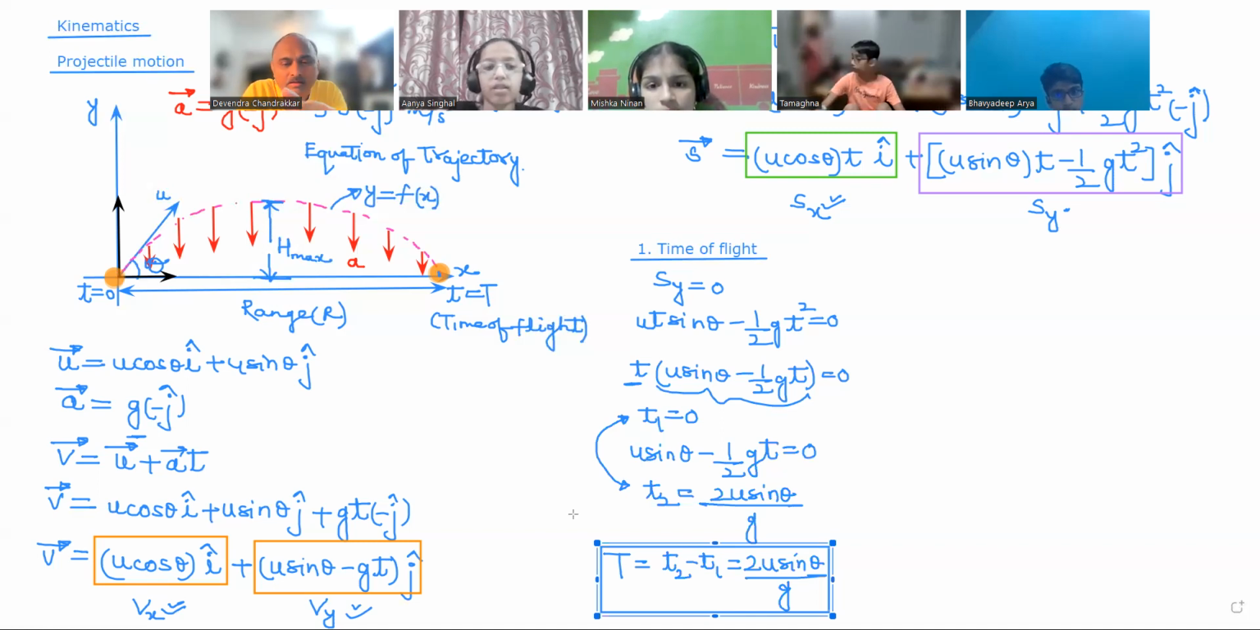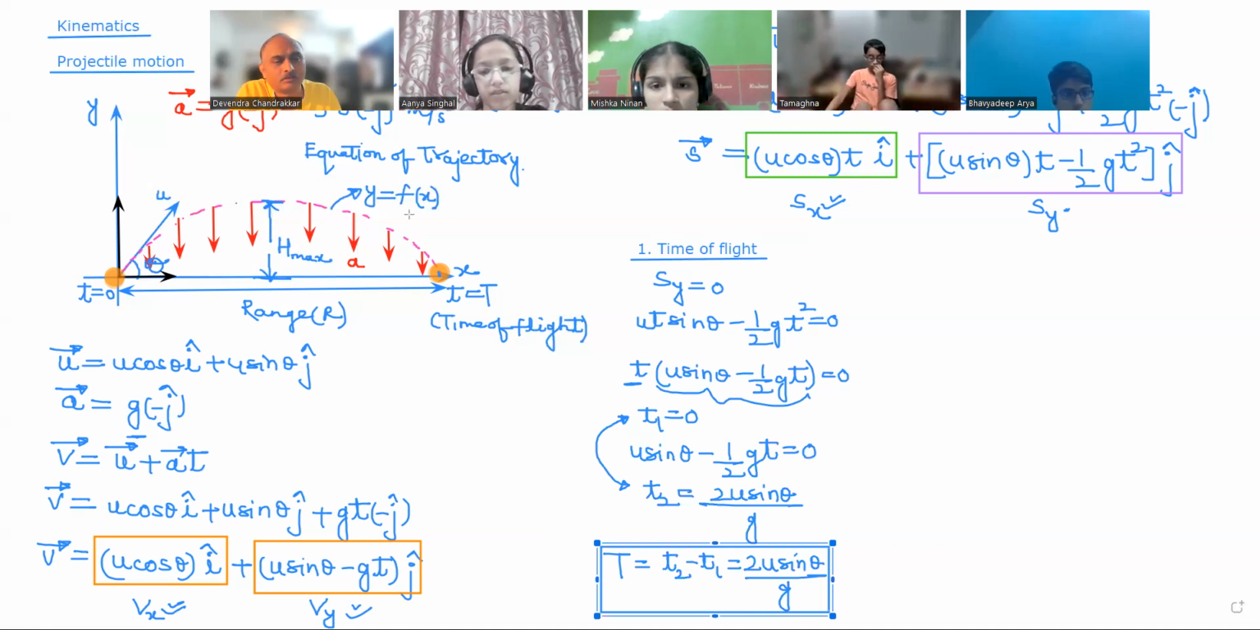Anya, did you understand how to solve this equation or not? Yes, sir, I understood. Tamagna and Bhavyadeep? Yes, sir. So the time of flight of a projectile is 2u sine theta by g.